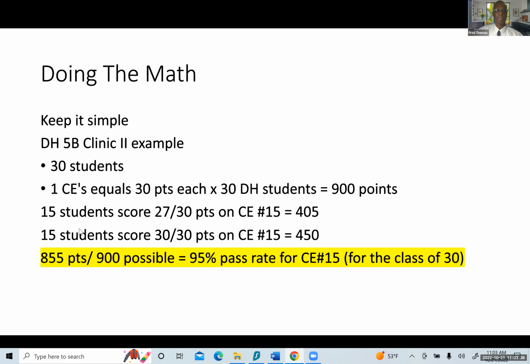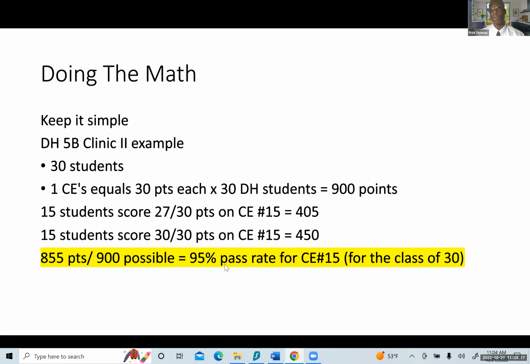And then the 15 students get perfect scores on it. It's as simple as adding up, dividing it by the total score, and as a class, it's a 95% rate. So I usually have between a 95 to 100% pass rate with the CEs. And one of the reasons that pass rate is so high is because the students understand from the beginning that they're not going to do that CE until they are ready for it.